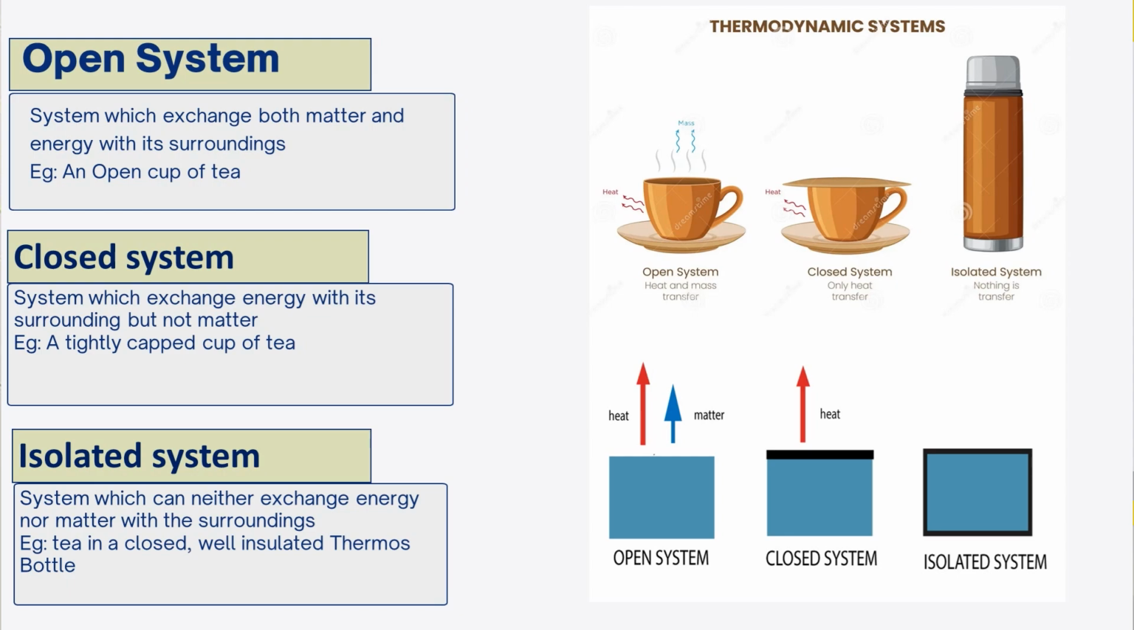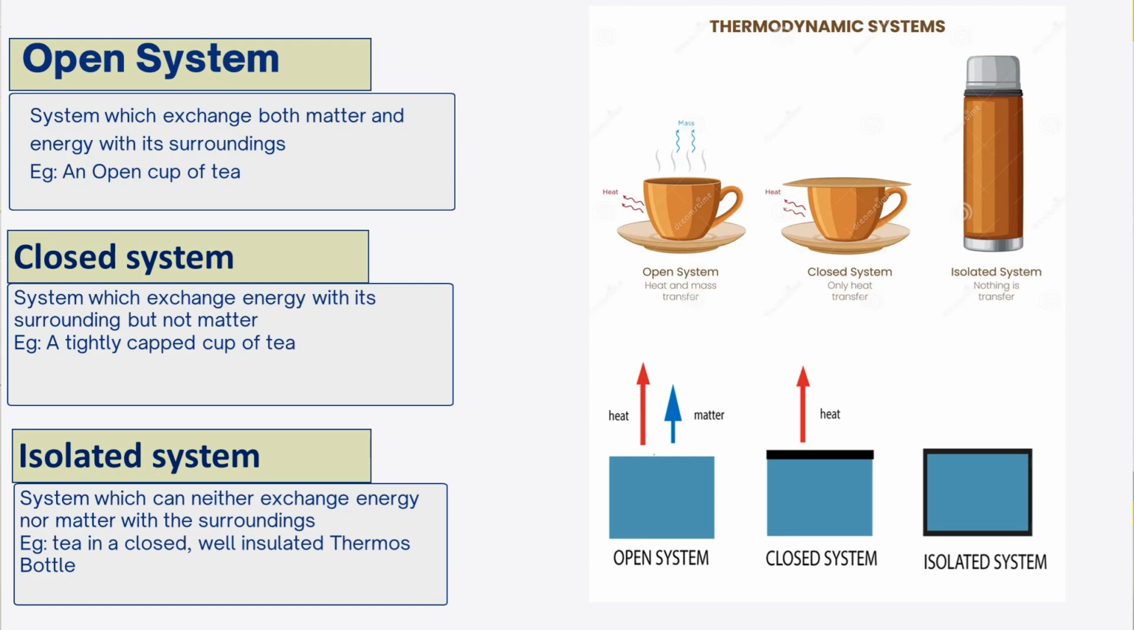A system which exchanges both matter and energy with its surrounding is called an open system. In general, we can take the example of an open cup of tea, which will be considered an open system because it will exchange both matter and energy with its surrounding. What is a closed system? A system which exchanges energy with its surrounding but not matter. Example, a tightly capped cup of tea. Here only energy will be exchanged but not its mass or matter.